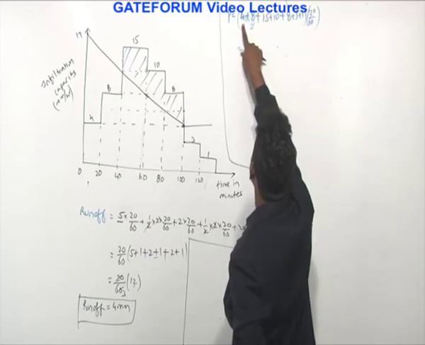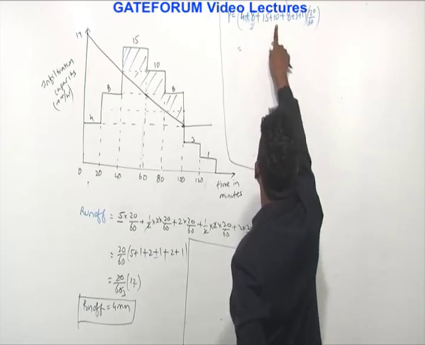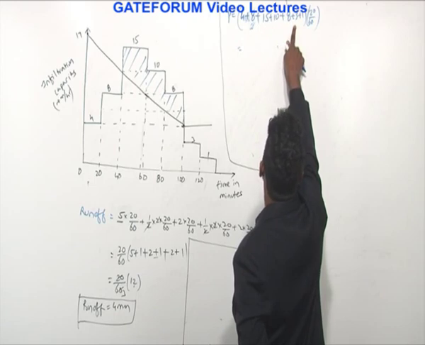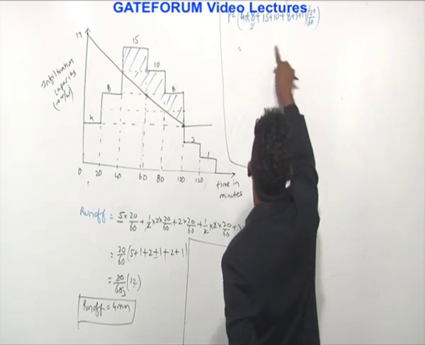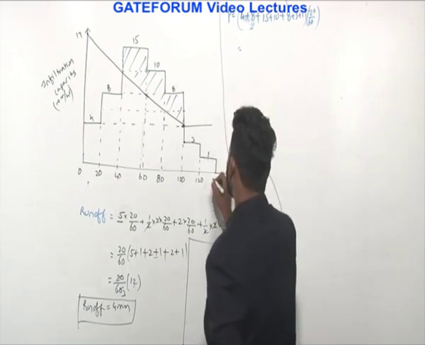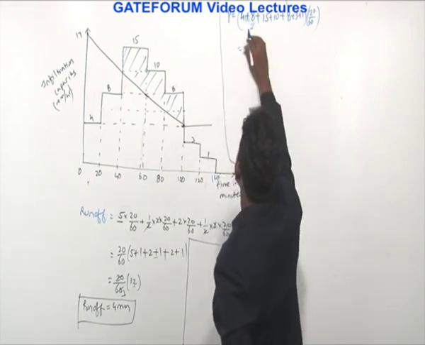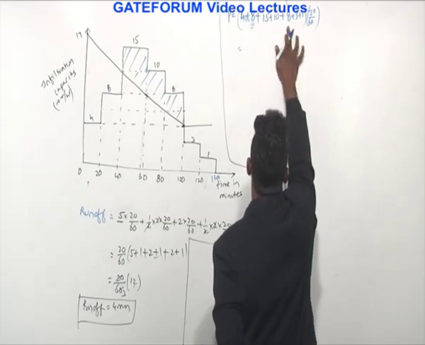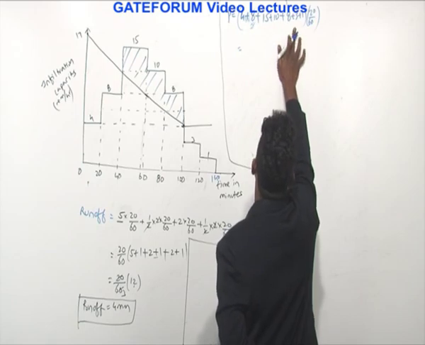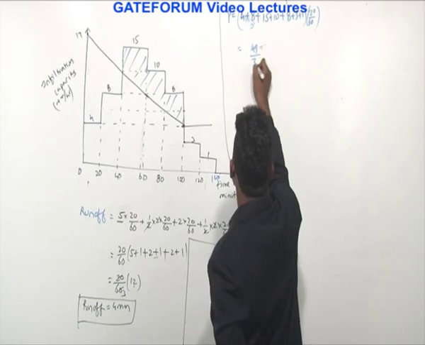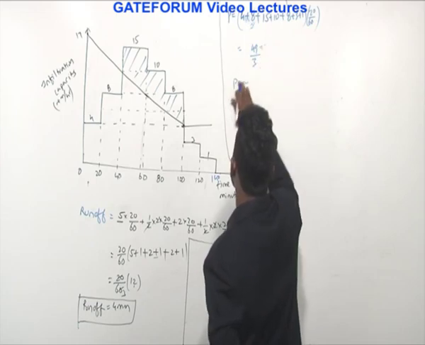15, 12, 27, 37, 37, 45, plus 4, 1, into 20 by 60. So this is 12 plus 15, 27, plus 10, 37, 37 plus 8, 45, 45 plus 4, 49. 49 by 3. This is the precipitation.